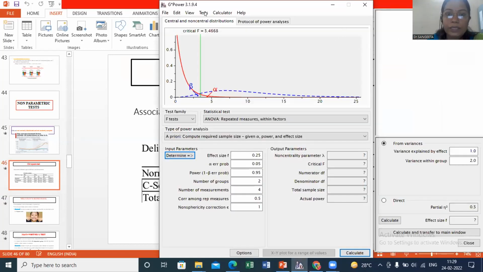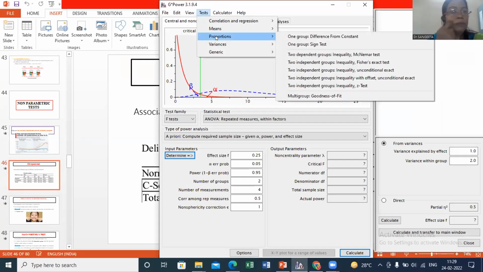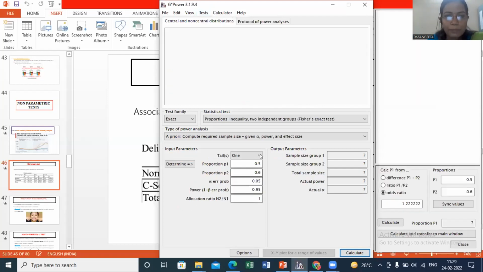Moving here, the test. Now here you should not select the means. You have to select the proportion. Here I will go for two independent groups because C-section and normal delivery are not related to each other. They are different groups, so I go for this. It's very, very simple. You can select that you want the two tests. You just have to put the proportion here. You can put it even here and then say calculate.